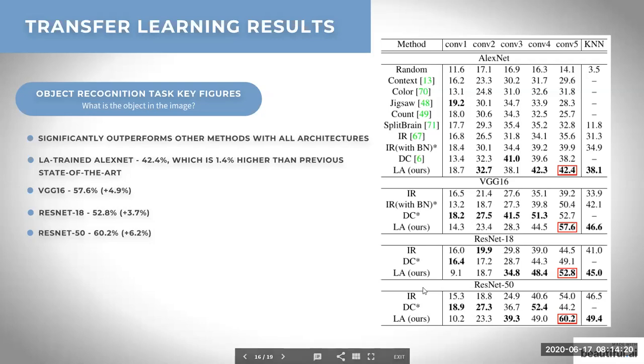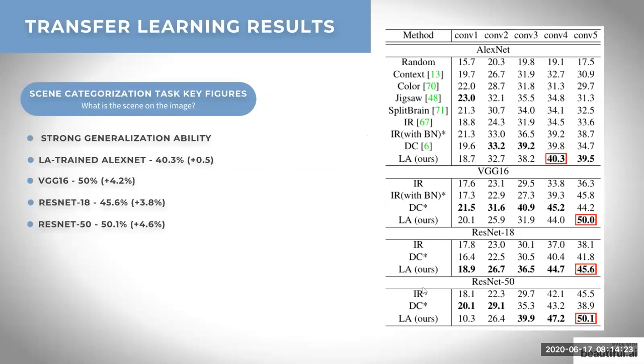So the next task was scene categorization, which means that the model tries to identify what is seen in the image. And first of all, the conclusion was that the model shows strong generalization ability. The best performance they got was on ResNet 50, and it's 50.1%, which is also much higher than the state of the art.